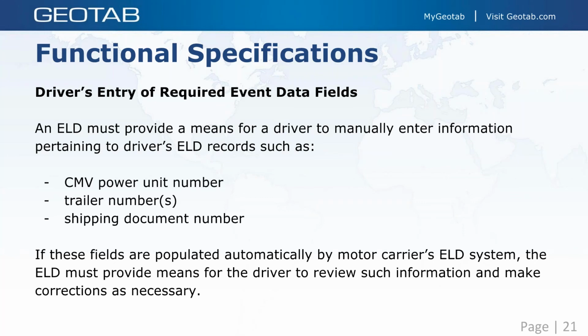Driver's entry of required event data fields. An ELD must provide a means for a driver to manually enter information pertaining to the driver's ELD records, such as CMV, power unit number, trailer number, and shipping document number. These fields are automatically populated by the motor carrier's ELD system. The driver should be able to override that and make any corrections when necessary. This is something we already have under the assets portion of Geotab Drive. We have exactly this: the power unit number, the trailer number, and the shipping document number. And this is editable by the driver.